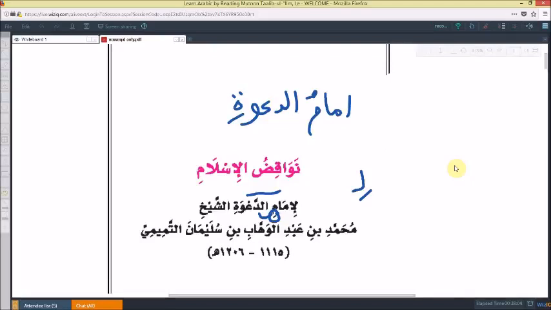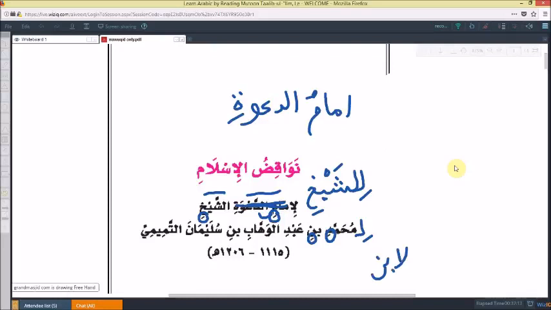A Sheikh. Sheikh is majroor here because of li. If I was to take out Imam of the Da'wa, I could just write li Sheikh. Right? I could write li Sheikh and it'd be a kasra here because of the li. So this is just a badal, a replacement for Imam al-Da'wa. Muhammad is majroor because of the li. I could just write li Muhammad ibn Abdul Wahhab. Ibn is majroor because of the li. I could just write li ibni Abdul Wahhab.